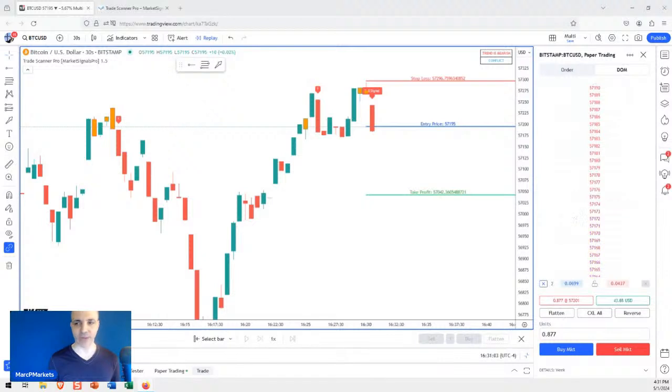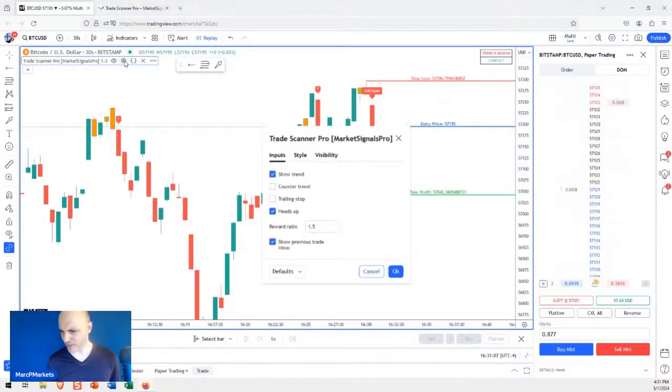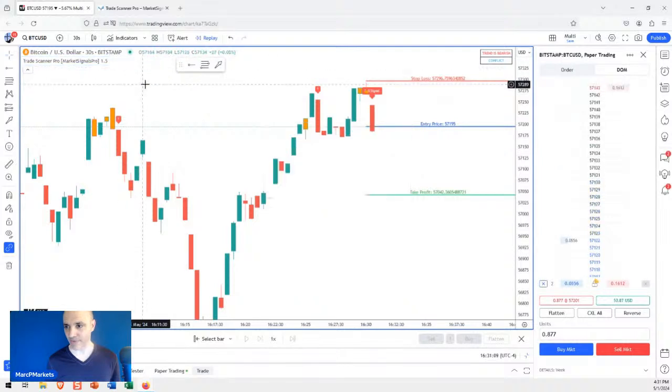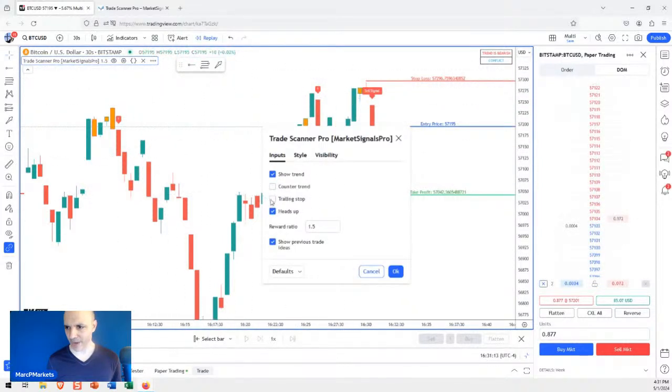Okay. So anyway, is my trailing stop on? Let's see. No, my trailing stop is off. If I turn it on, it may make the trade vanish. Let's see.